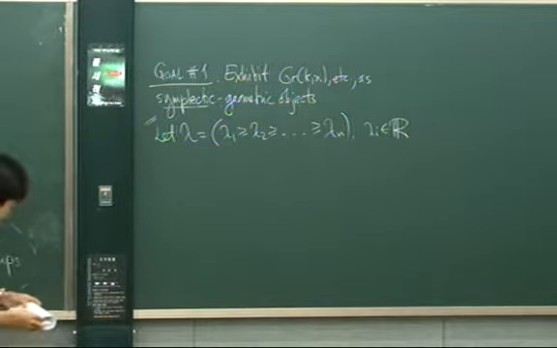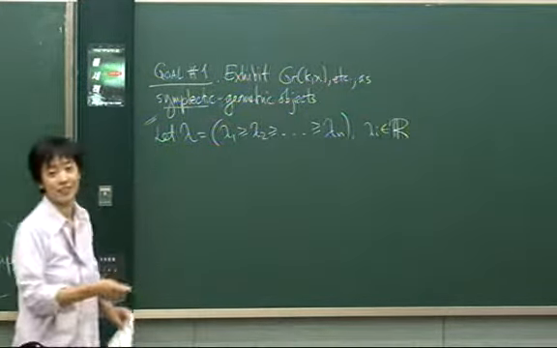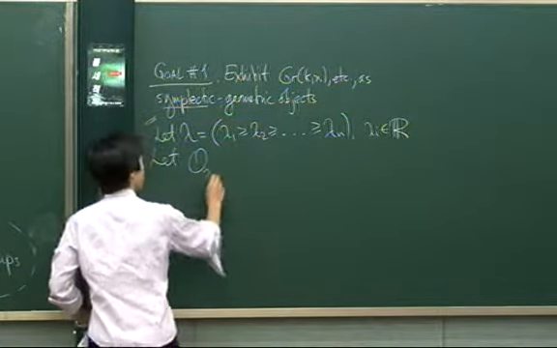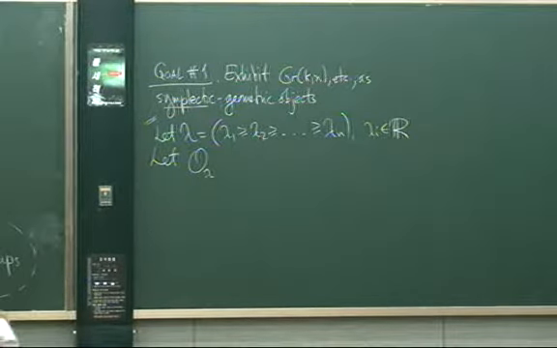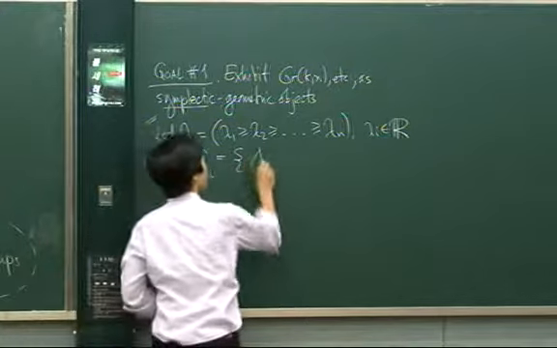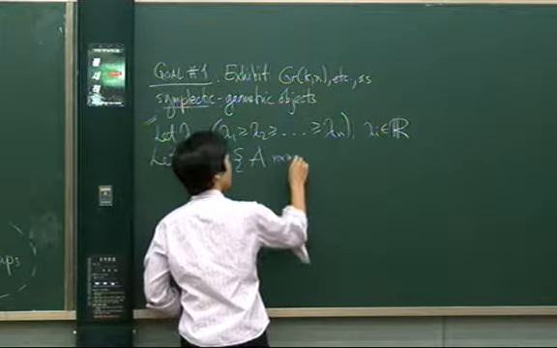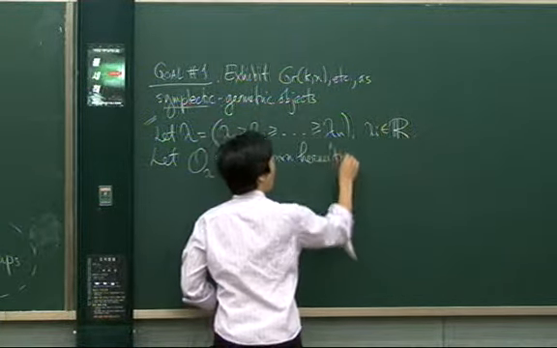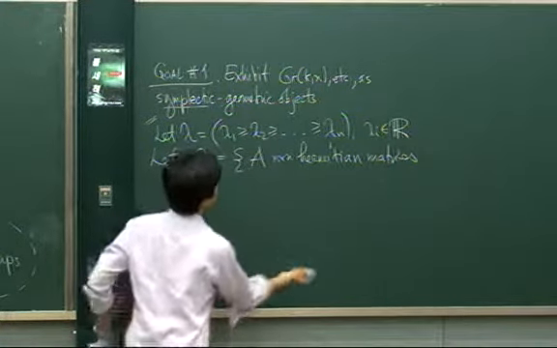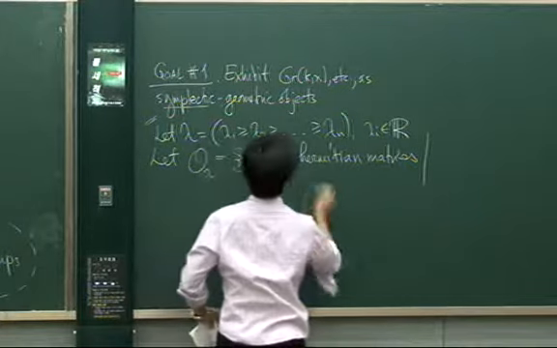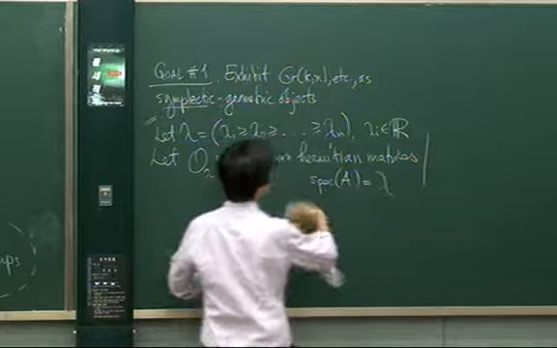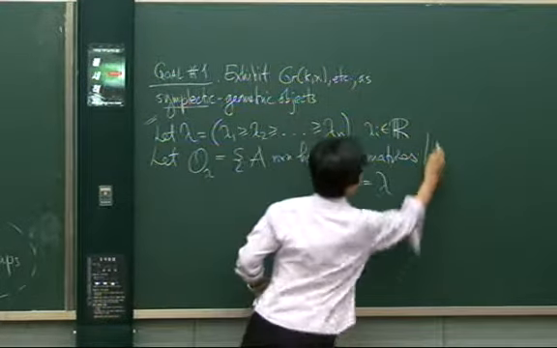Okay, and I will interpret these as the eigenvalues of some Hermitian matrix. So let's let O sub lambda, that is traditional symplectic notation, but it is just fancy notation for a very simple object. I'm looking at n by n Hermitian matrices such that the spectrum of A, which is to say its eigenvalues, if I list the eigenvalues, it's just this list.